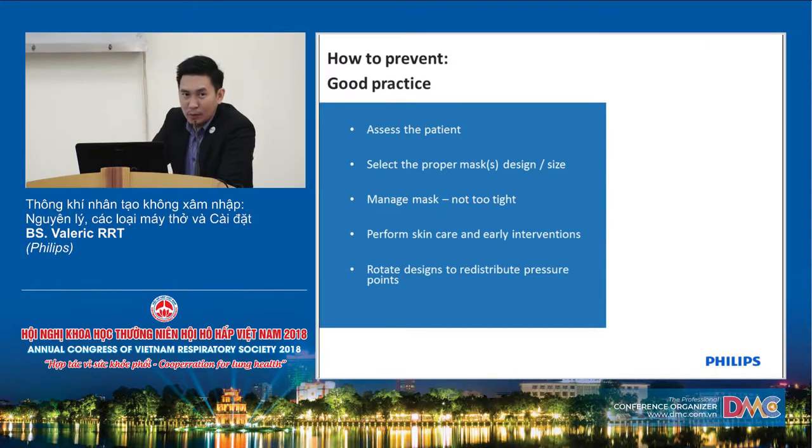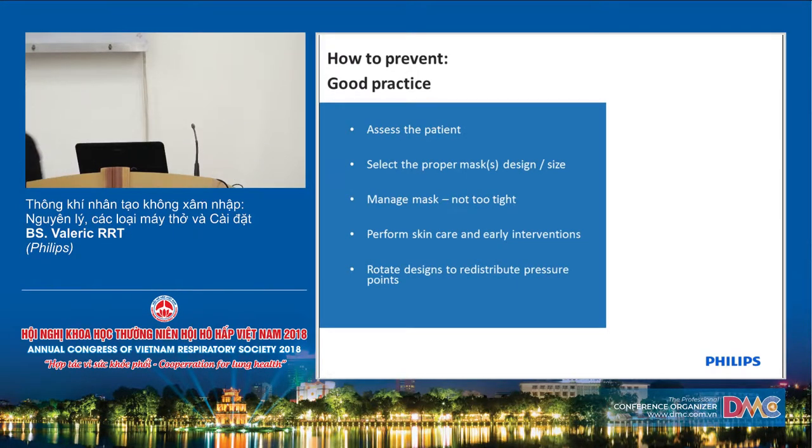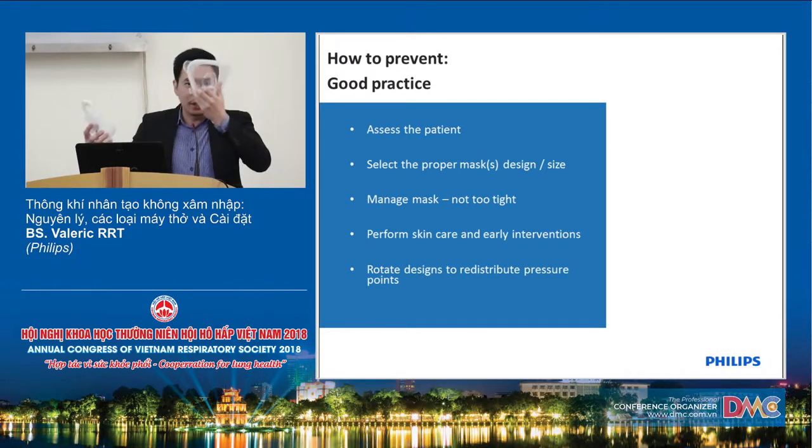So how to prevent it? To give you an overview: assess the patient, like what I said earlier, select the proper mask design and size, and manage the mask so it is not too tight. Perform skin care and early intervention. This is performed by the nurses, taking care of the skin and monitoring the patients. And rotate the mask if you have the option. I encourage having a rotation, just to bypass the bony part.